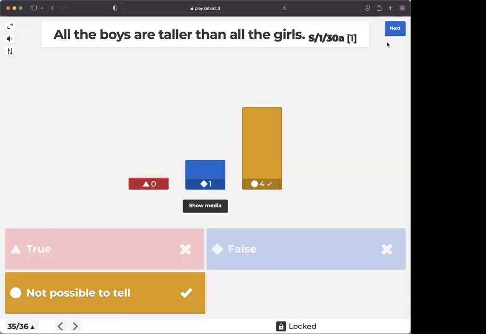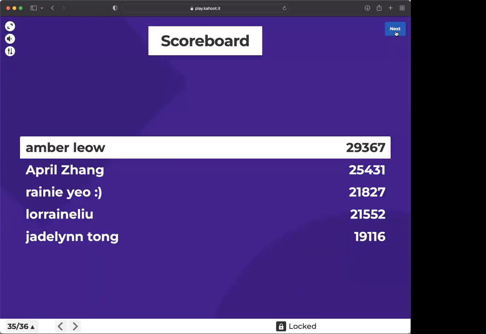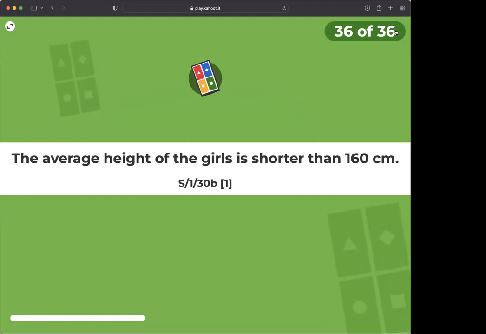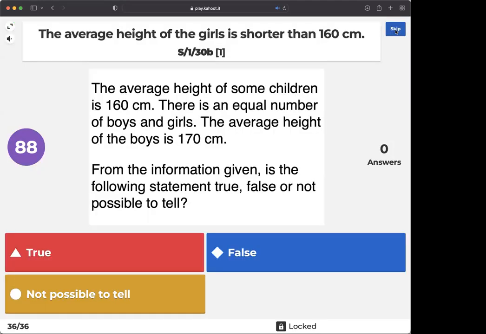Okay, thank you. So let's do the last question. Now the question says, same info, but it says that the average height of the girls is shorter than 160. Is this true or false?